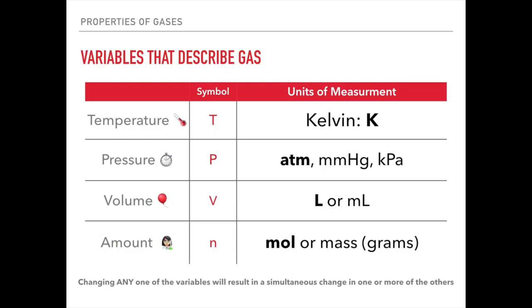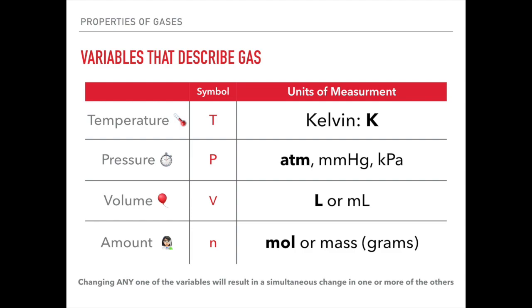There are 4 variables that describe gases, and they each correspond to a symbol that will be used in equations. When looking for temperature, you are looking for the capital T variable. With pressure, it is a capital P, for volume, a capital V, and despite what you might think, for amount, it is a lowercase n.